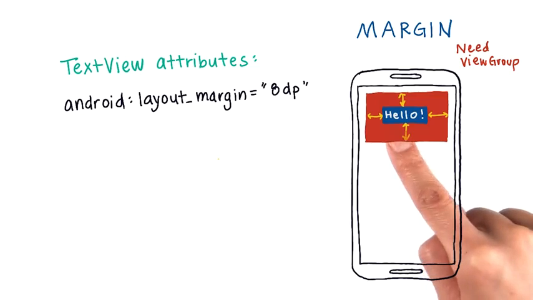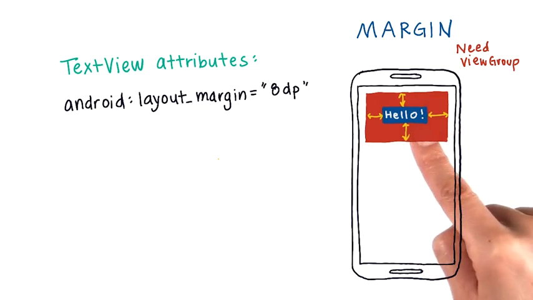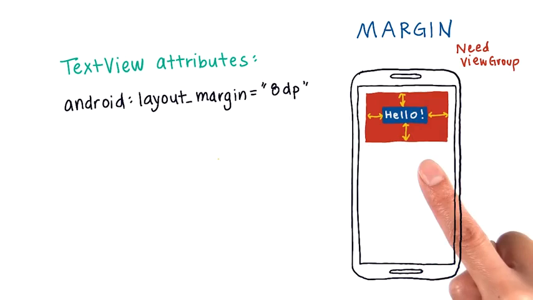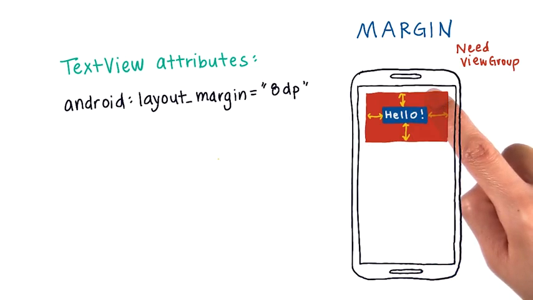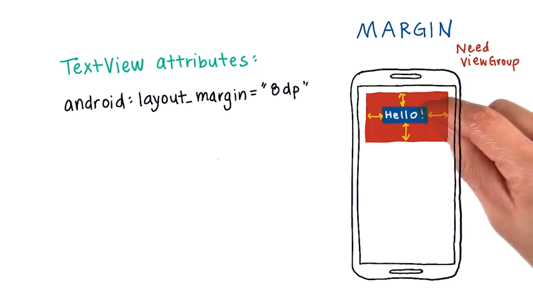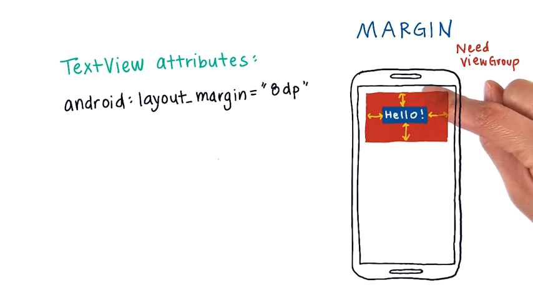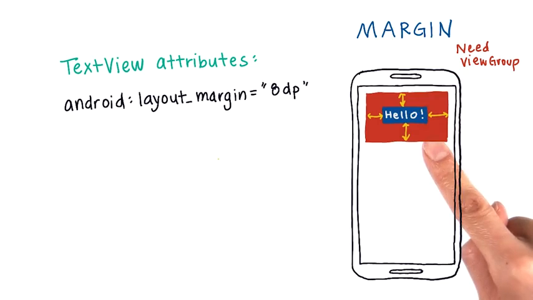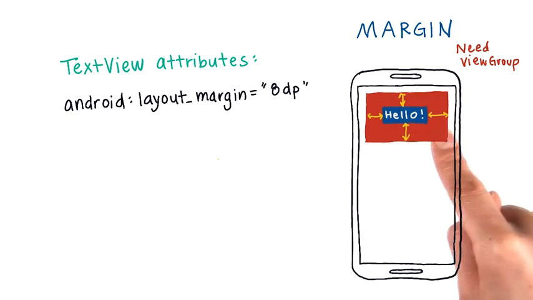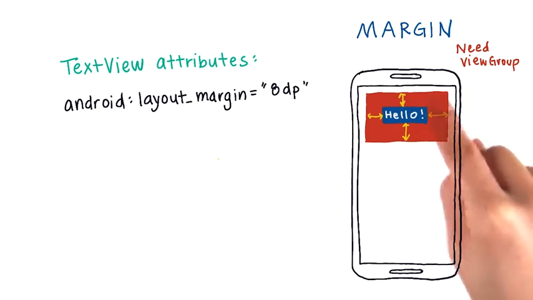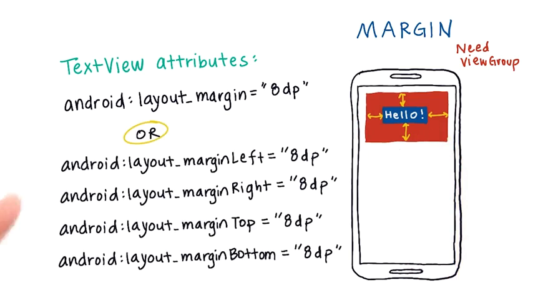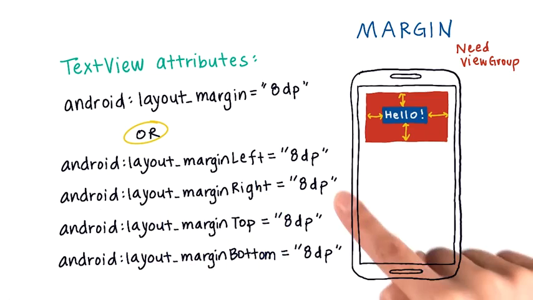This moves the child text view 8 dips away from the parent on all edges. If there was another child text view at the top here, then having a margin would push this text view 8 dips below that first text view. You can think of having a margin as having a little force field around this view. No other view can enter this 8-dip region around it. Or you can also split out layout margin into each of the 4 directions: layout margin left, layout margin right, top, and bottom. If you don't specify any of these values, then it will default to 0.